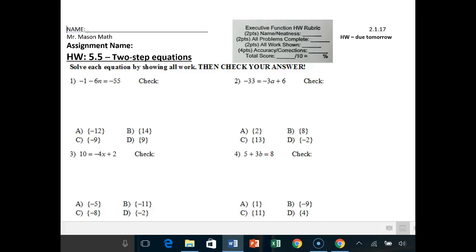Welcome to homework 5.5, two-step equations. Again, very similar to what we've been doing. I want you to check on the front. No need to check on the back except for the problems I tell you to. You've got to get super good at this. It's the basis of all of the algebra that you're learning in high school.